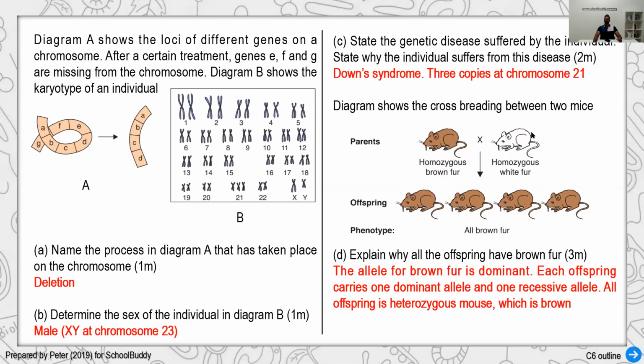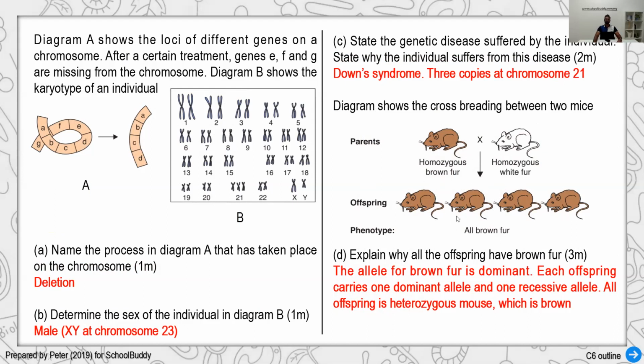This question is about how we have 2 types of mice. One has brown fur, another one has white fur. When these two are mated, we can see all the babies are producing only brown fur. So why do the offspring only have brown fur? Because in this case, brown fur is dominant. Because all the offspring have brown, we know that brown is dominant.